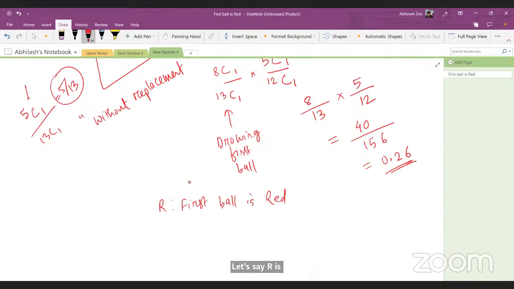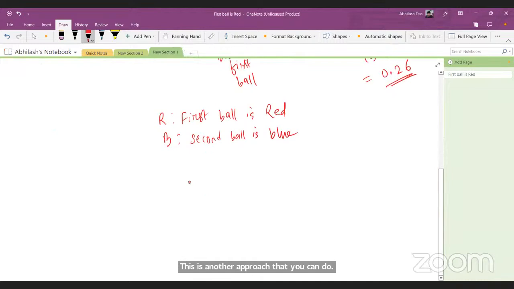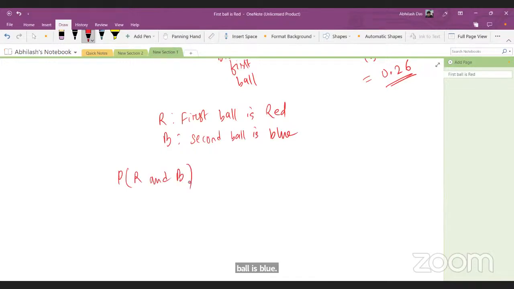This is one event. And let's say B is the second ball is blue. This is another approach that you can do. The question says that the first ball is red and the second ball is blue. So first is red and second is blue, right? This is the first event and this is the second event.